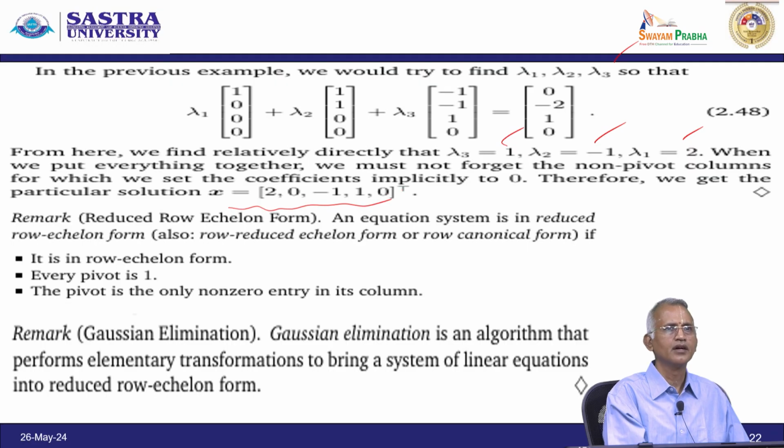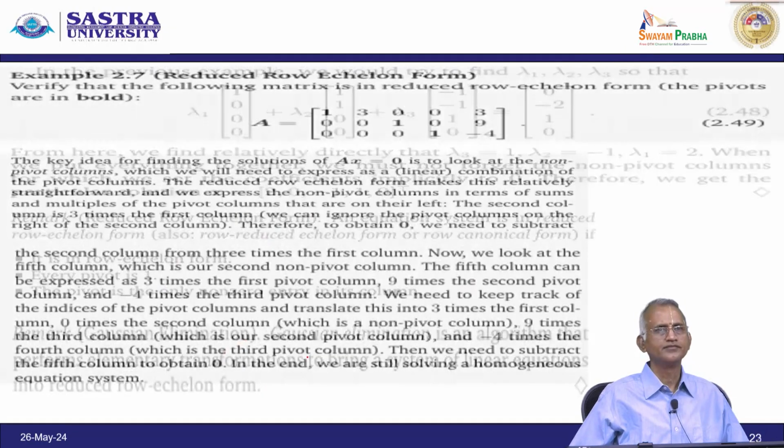Further note, reduced row echelon form. An equation system is in reduced row echelon form, also called row reduced echelon form or row canonical form, if it is in row echelon form, every pivot is 1, and the pivot is the only non-zero entry in its column. Next, using this we can apply Gaussian elimination, which is an algorithm that performs elementary transformations to bring the system of linear equations into reduced row echelon form.